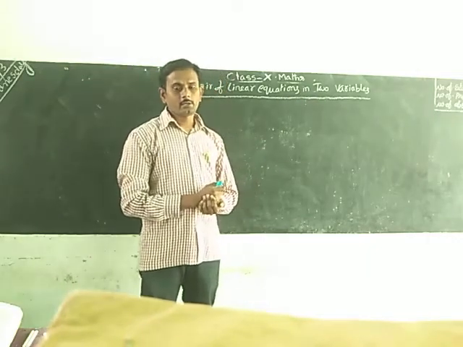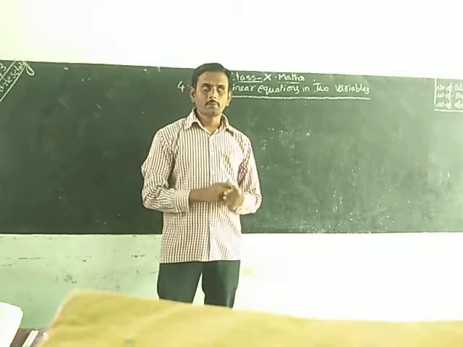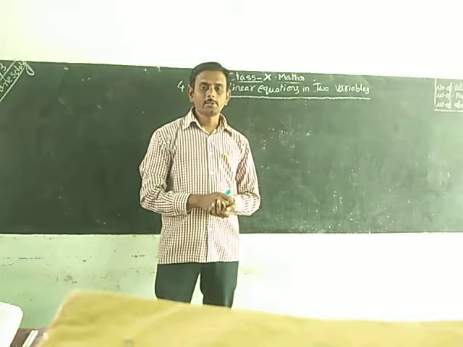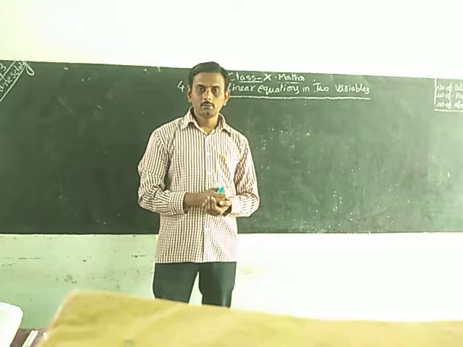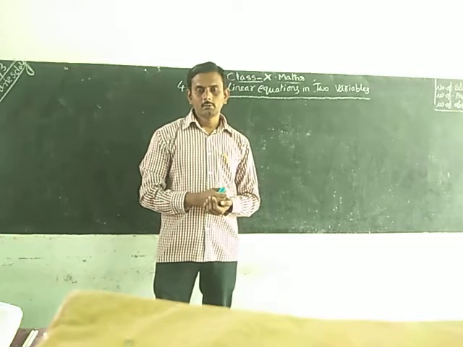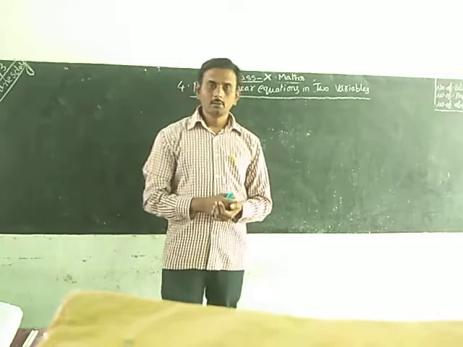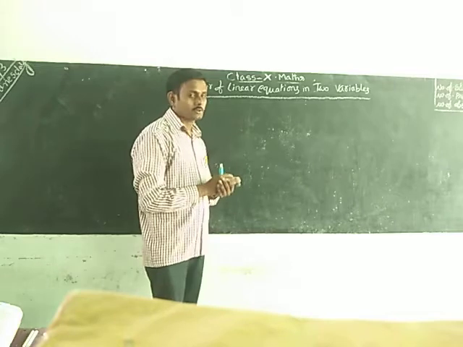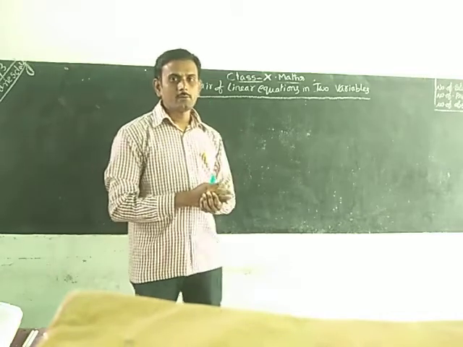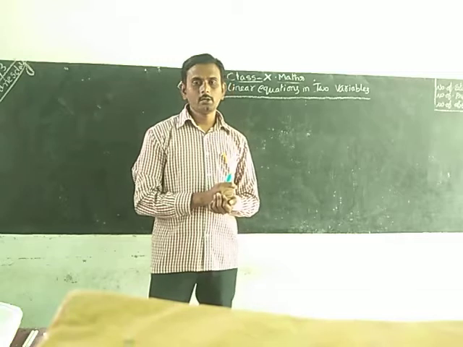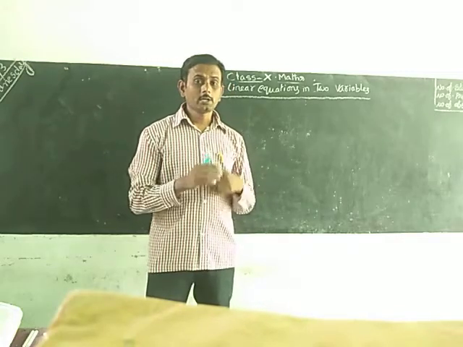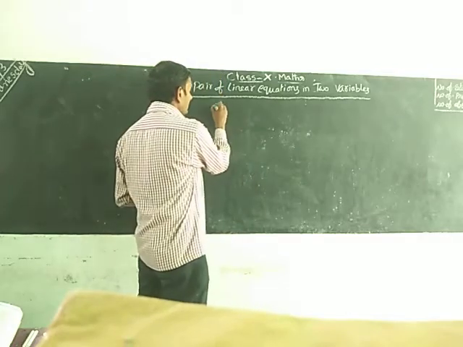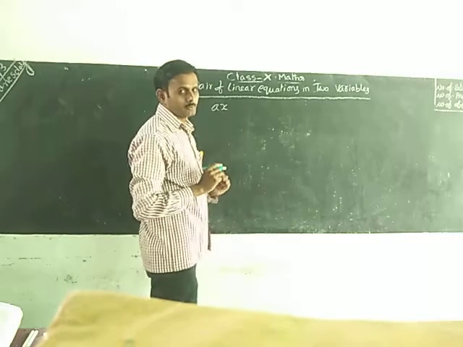What is a linear equation? Before going to that, what is a linear equation? It is an algebraic expression having one variable with degree 1. The degree of the expression is 1. Whenever an algebraic equation has only one variable, its degree is also 1 only. That means we can take the general form of the linear equation with one variable.